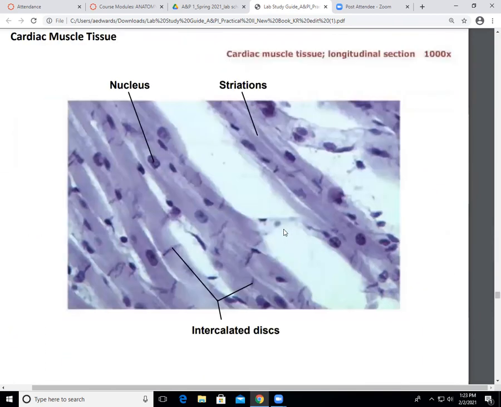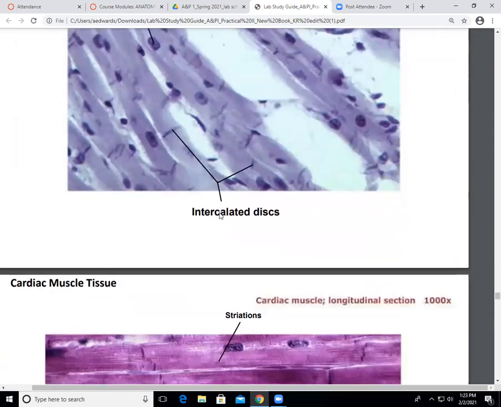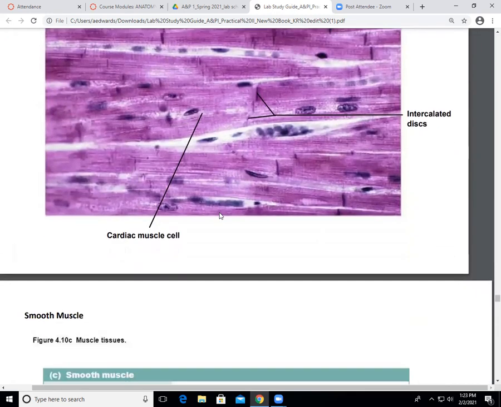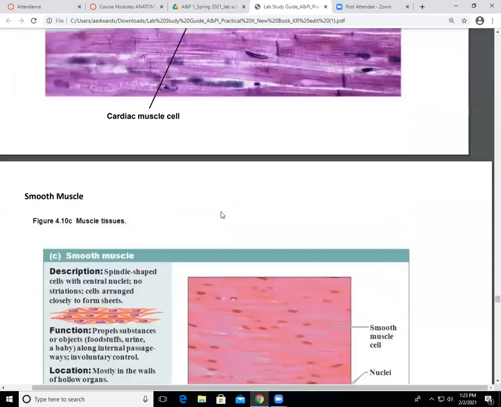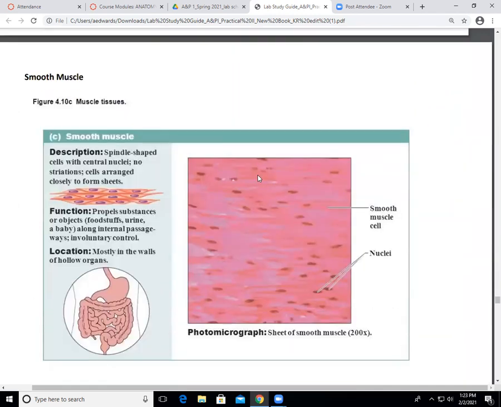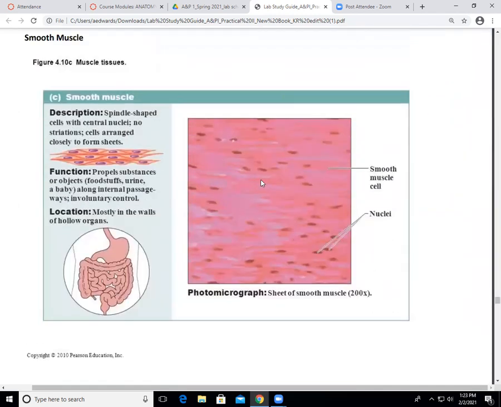Another view, again, you see it's muscle, it has striations, but it's not a regular pattern. You have intercalated discs and branching, so it's cardiac muscle. All right, same here, see the branching and intercalated discs. In this view, you can see the striations a little better. All right, then we have smooth muscle.